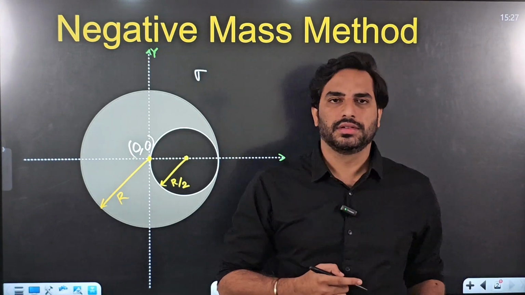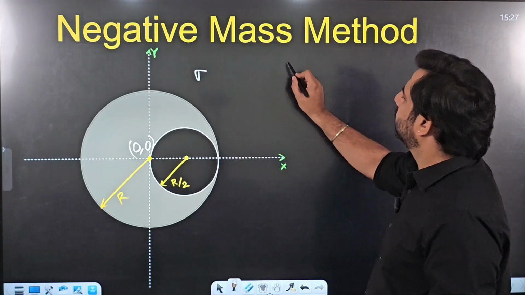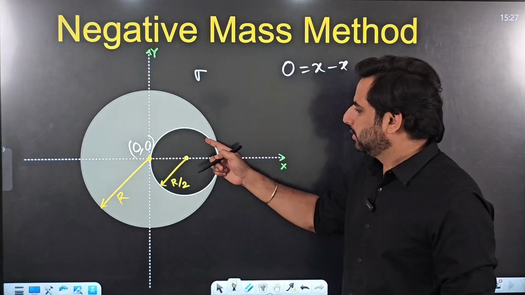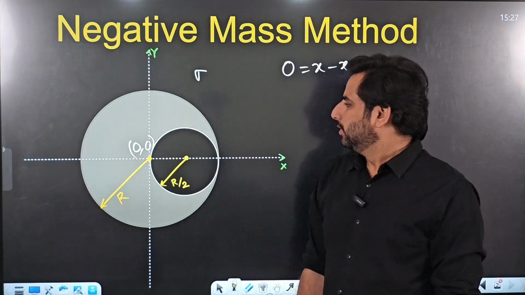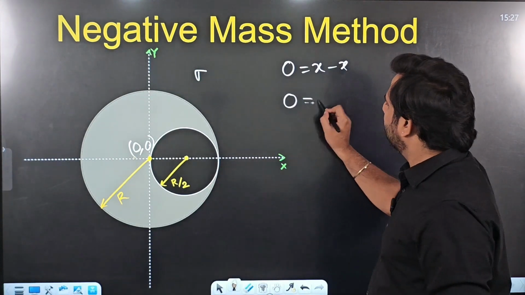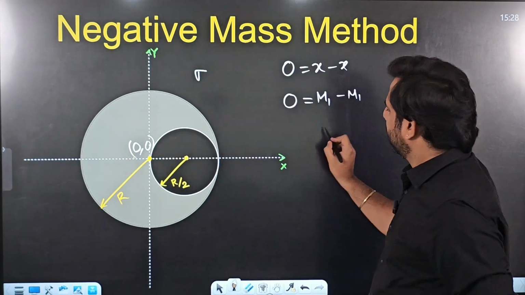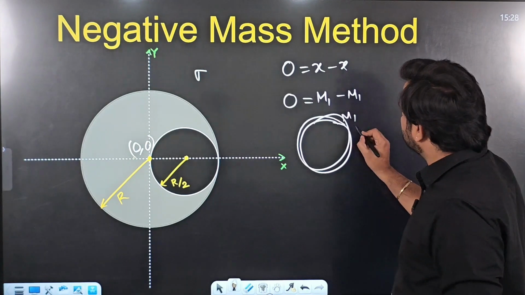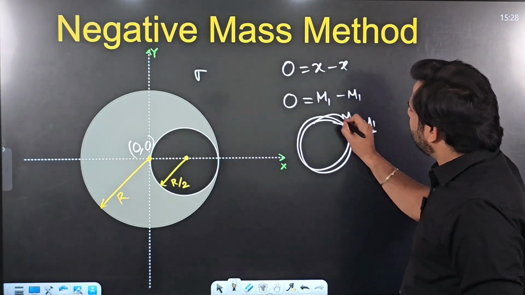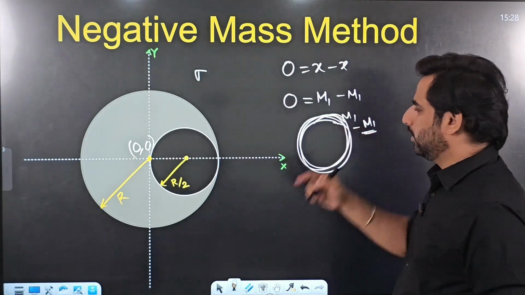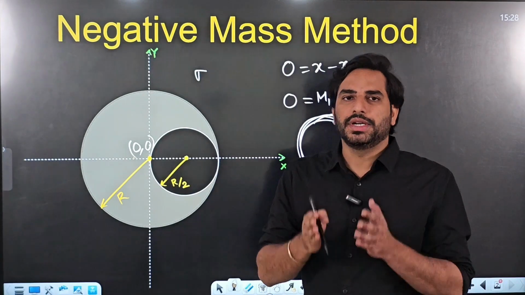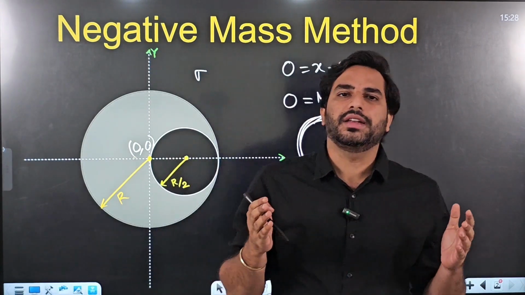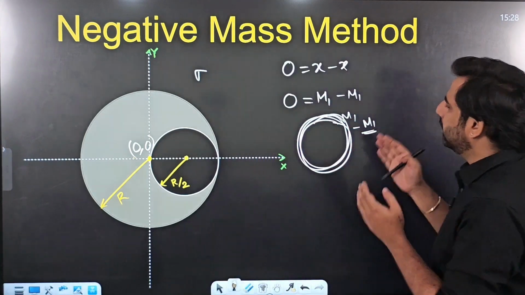In this negative mass method, we are going to interpret 0 as x minus x, which means we are going to interpret this cavity. The mass of the cavity is 0. There is nothing inside the cavity. So this nothing, mathematically, I am interpreting as m1 minus m1, which means consider a disk of mass m1 in this region of cavity. On top of that, imagine another disk of mass minus m1, a negative mass. So the total mass in this region would sum up to 0, m1 minus m1, that is 0. So the cavity can be interpreted as two disks, a positive mass disk and a negative mass disk. Practically there is nothing like negative mass, mass is always positive. This is just a mathematical interpretation of 0.